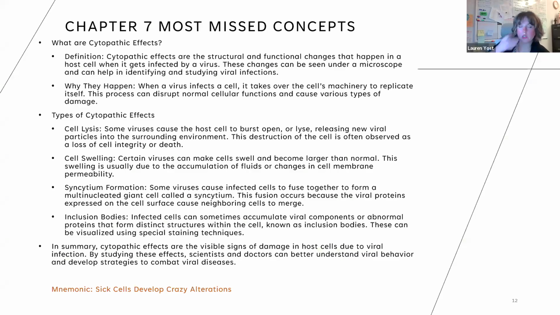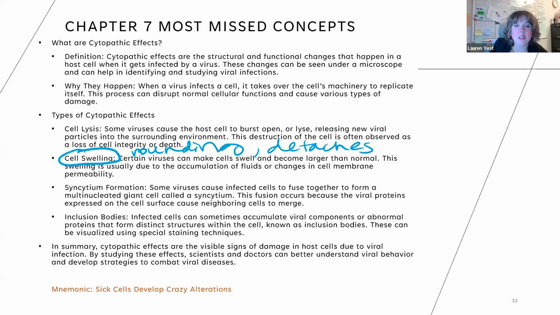Cytopathic effects. So we did talk about these. Cytopathic effects are things that we can see actually changing about the cell as a result of the viral infection. This would include things like the cell swelling, the cell rounding. We have detachment of the cell to surfaces or to tissues. We have cells bursting open potentially.